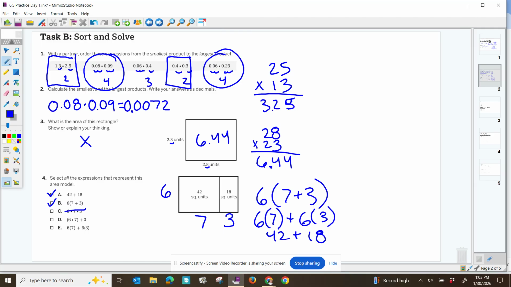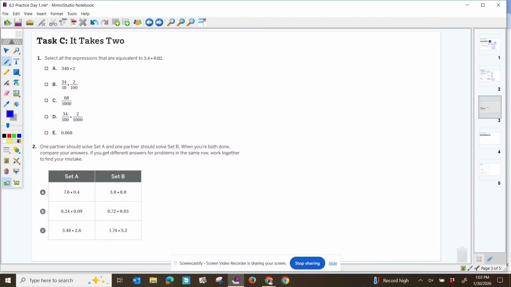This one, no, that's volume. Nope, that's definitely not it. And the last one. So A, B, and E, all possible solutions. Here we go.